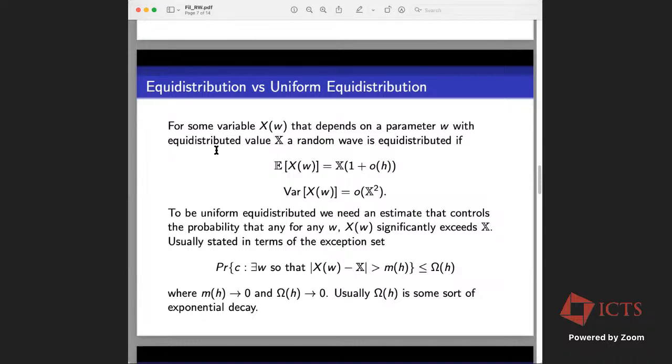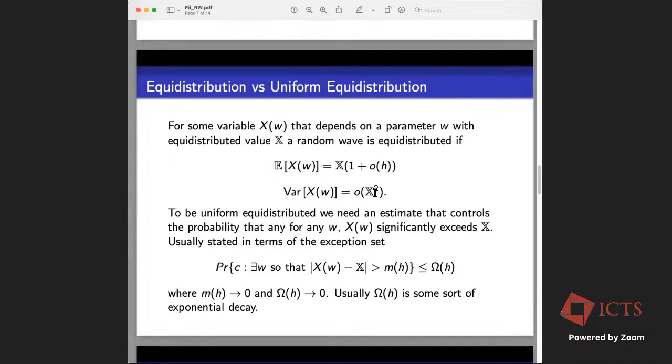So we say that it is equidistributed if the expectation of that random variable is equal to its average equidistributed value plus something that decays as you go in your limit, as h goes to 0, and the variance decays in a scale of the average squared. So this means that the variance is small with respect to the expectation. So that's equidistributed.